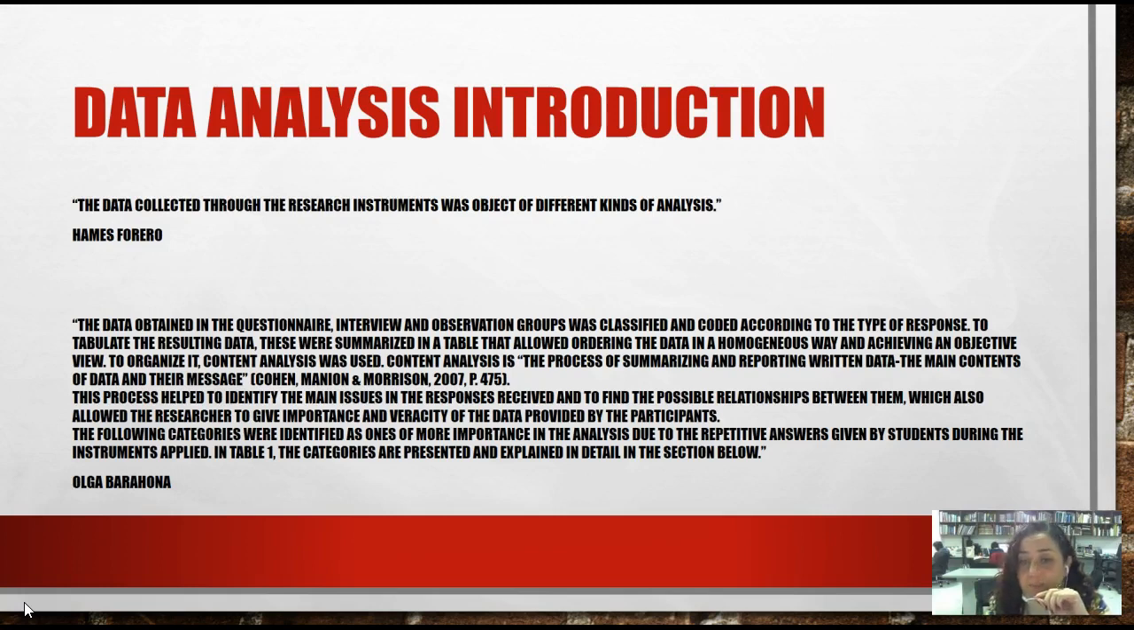Content analysis is the process of summarizing and reporting written data, the main context of data, and their message. Cohen, Manning, and Morrison, 2007, page 475. So as you can see, just the same as in the data collection instrument section, we support information with the literature. So what is the data analysis procedure that you used?